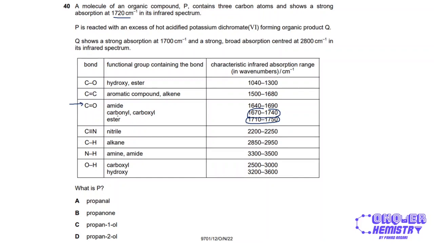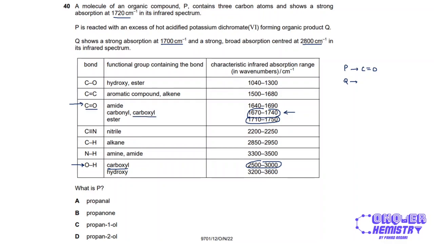It says P is reacted with an excess of hot acidified potassium dichromate(VI), forming organic product Q. All right. So we know that P has a C=O. That's for sure. And Q, basically it has a strong absorption at 1700 per centimeter and a strong broad absorption centered at 2800 per centimeter. All right. So for 2800 per centimeter, that falls within this range. So that is the OH bond in a carboxylic acid group. And the 1700 per centimeter, well, that falls within this particular range. All right. And that is the C=O in either carbonyl or carboxyl. All right. So I'm going to go with carboxyl over here.